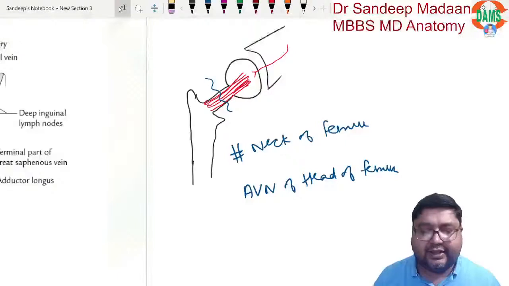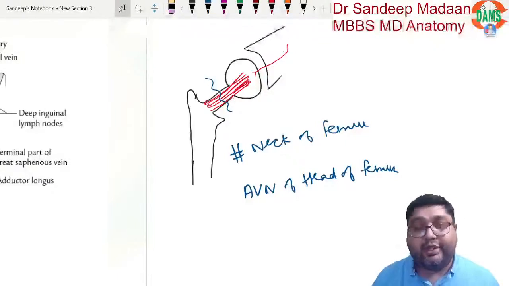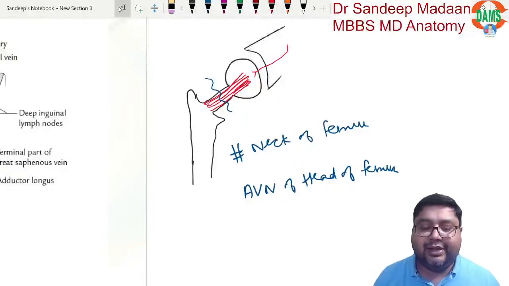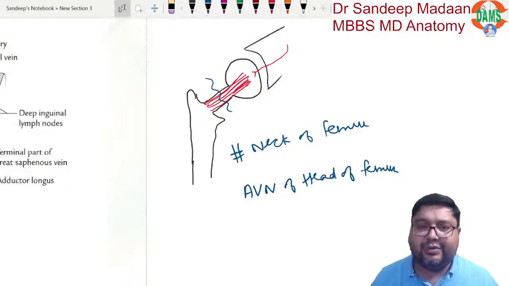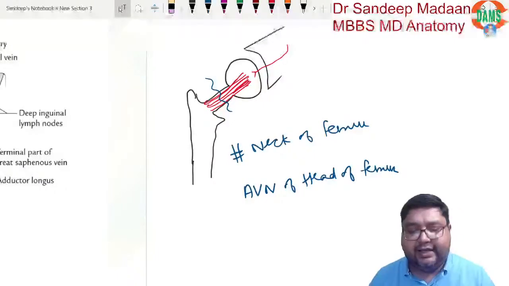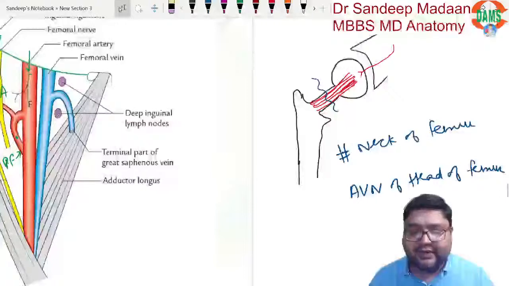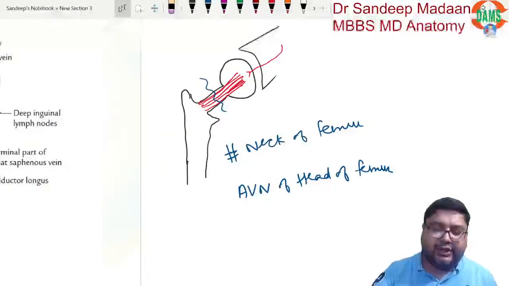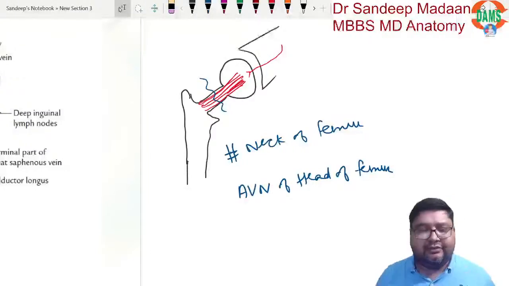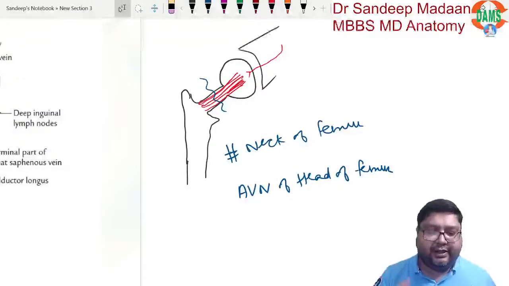In fact, both the circumflex femoral arteries will contribute, but obviously the dominant artery will be MCFA, that is medial circumflex femoral artery. So if you have to choose one, without any doubt, go with medial circumflex femoral artery as the branch source for retinacular vessels. This part is clear. Can we come back? And also, have you understood the arrangement? Lateral circumflex femoral artery, around which we have anterior and posterior division.